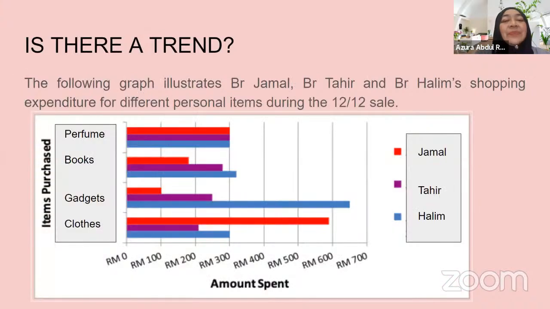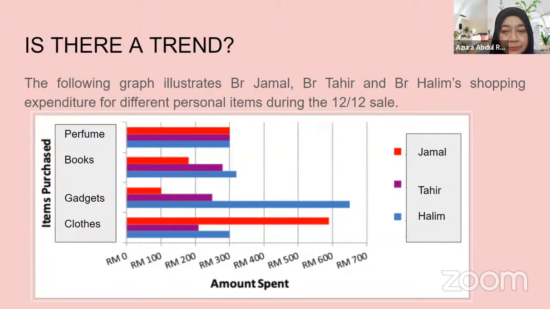Okay, let's look at this one here. This following graph illustrates Brother Jamal, Brother Tahir, and Brother Halim's shopping expenditure for different personal items during the 12/12 sale, because this was done in December. Do you see a trend there? And I want you to look at the figures as well. The key says Jamal is red, Tahir is purple, Halim is blue, and the items purchased are perfume, books, gadgets, and clothes. The amount spent is a minimum of 0 and a maximum of 700. So if you look at this graph, can you see a trend?